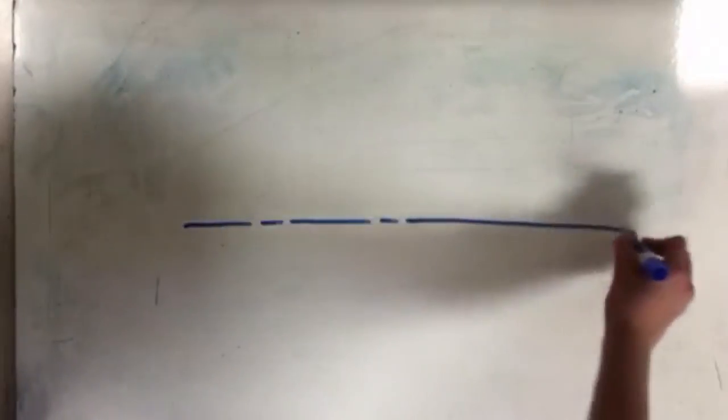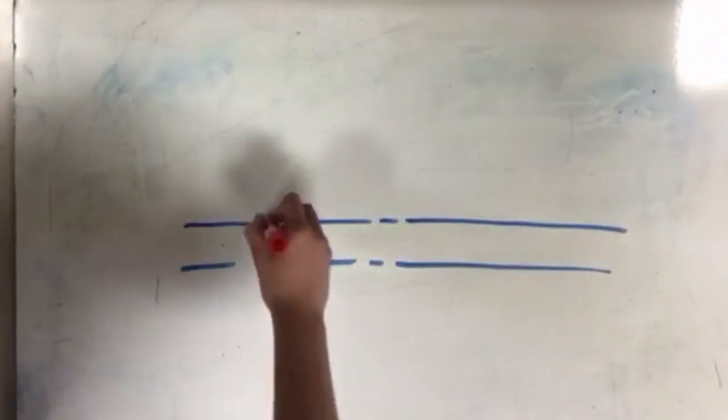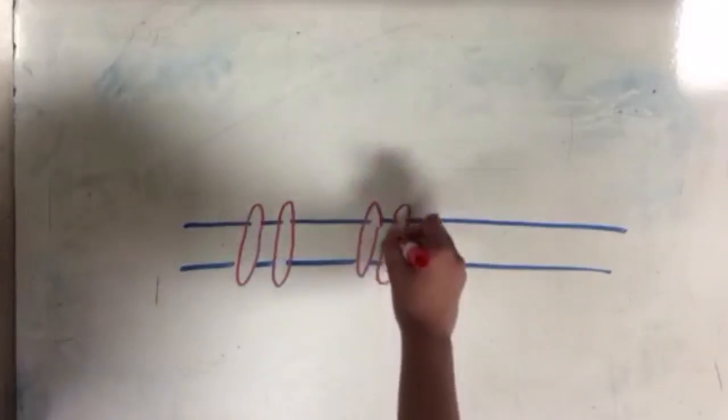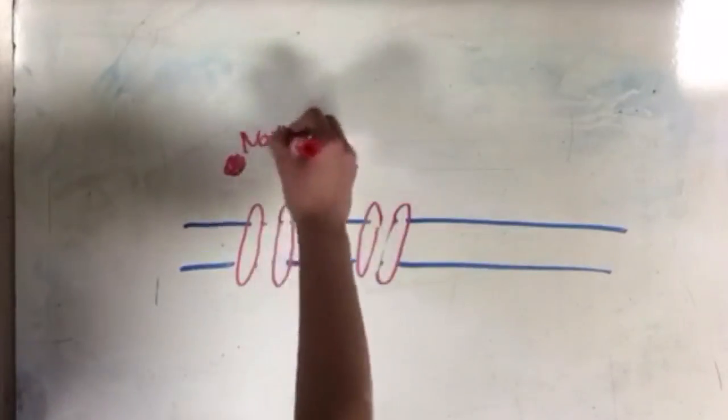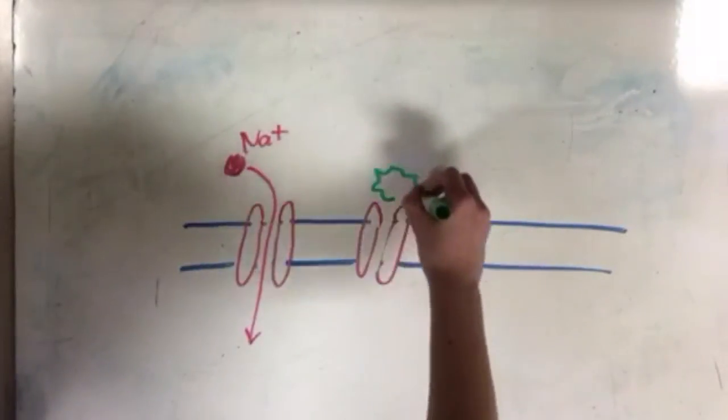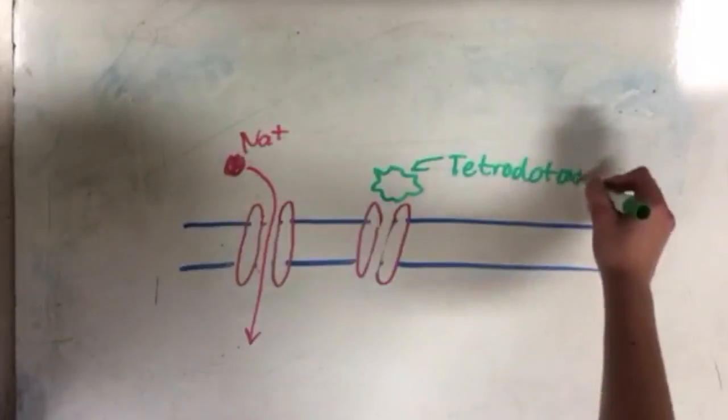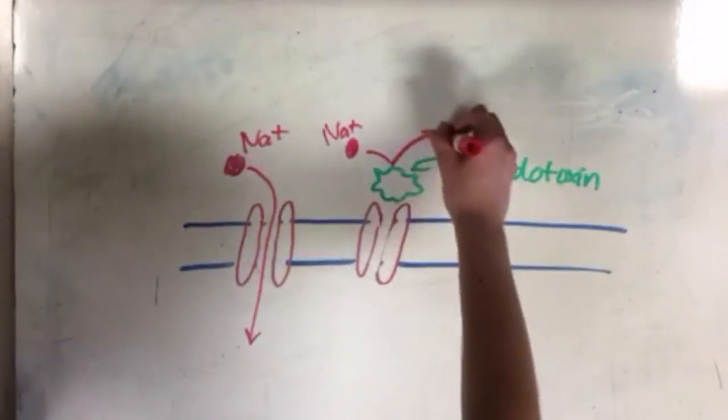Tetrodotoxin is a poison produced by several pufferfish species. Tetrodotoxin blocks the flow of sodium via sodium ion channels, meaning an action potential cannot be performed. Tetrodotoxin acts as a cork in a bottle, binding to the channel and blocking any sodium from diffusing through the channel.